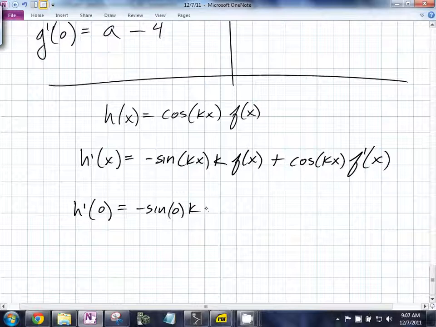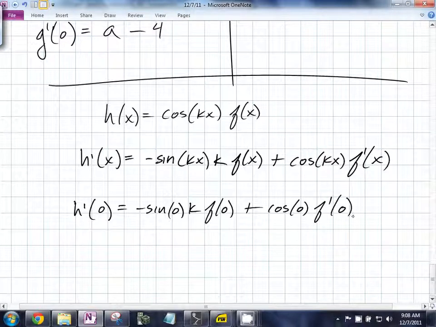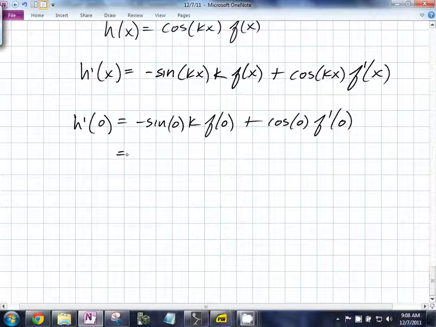Do we have all these values? We do. What sine is 0? 0. So this thing turns into 0. Cosine of 0 is? 1. And what's f prime of 0? So h prime of 0 is? Negative 4. So do we have our slope, right?